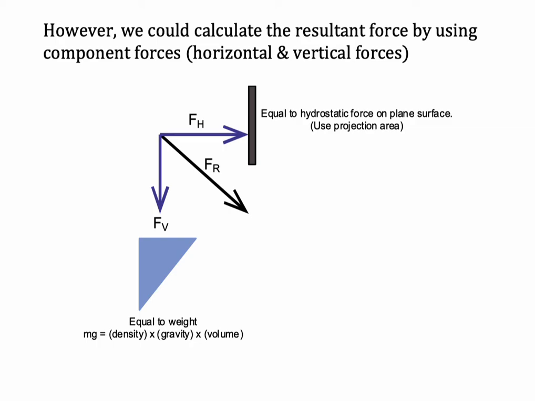Then we try to prove that we get the same amount of resultant force by splitting it into horizontal and vertical force. Let's start with the horizontal force here. I think everybody here knows that the resultant force will act like this, and then we can split it into its components: the horizontal force like this one and the vertical force like this one.